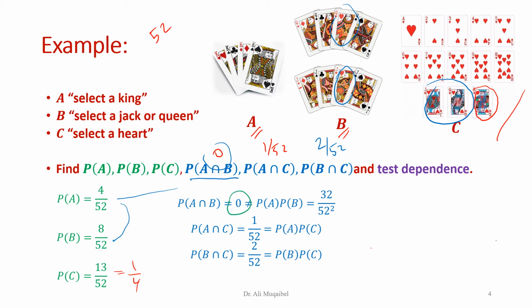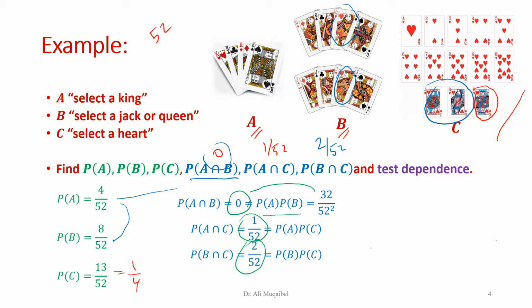So we have 0, 1 over 12, 52, and 2 over 52. To test independence, we're going to check by multiplying the numbers here. You can see that these two numbers are not the same. So they're not equal. So this means they are dependent. A and B are dependent.